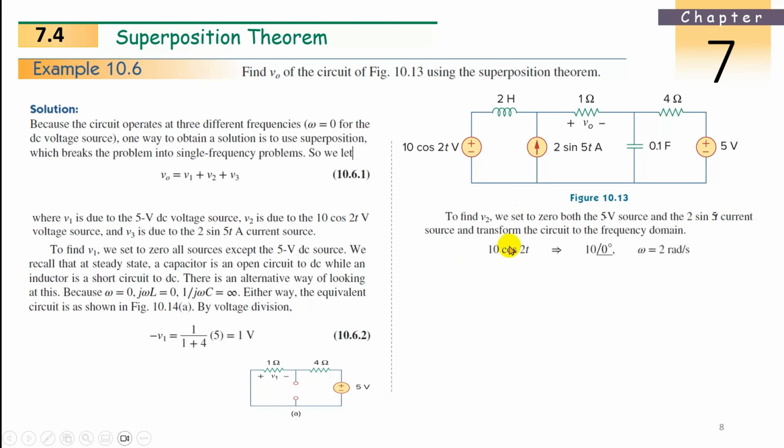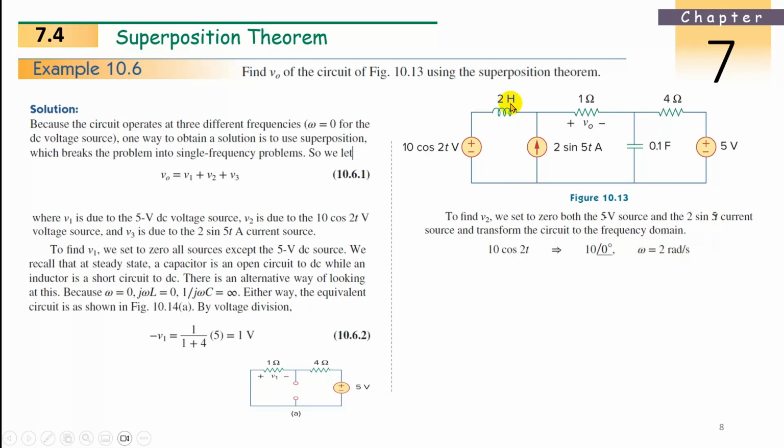So 10 cos 2t transforms to the frequency domain as nothing but 10 at an angle 0, because cos 2t plus theta is not there, so 0 degrees. The polar form of this sinusoid is 10 at an angle 0. What is omega? 2 radians. This omega is required for finding the reactance.